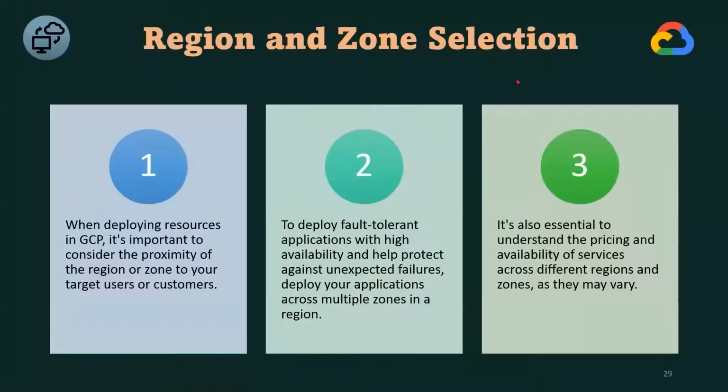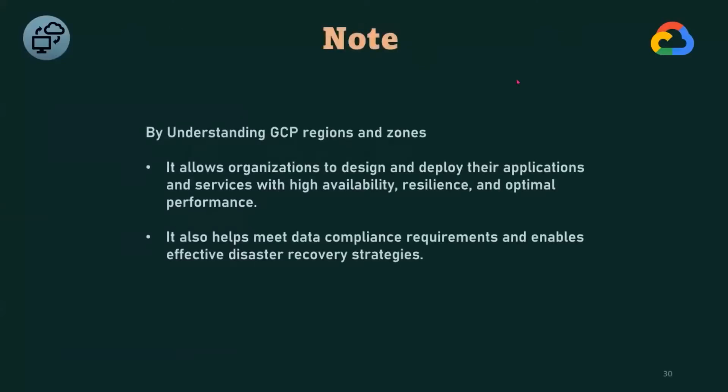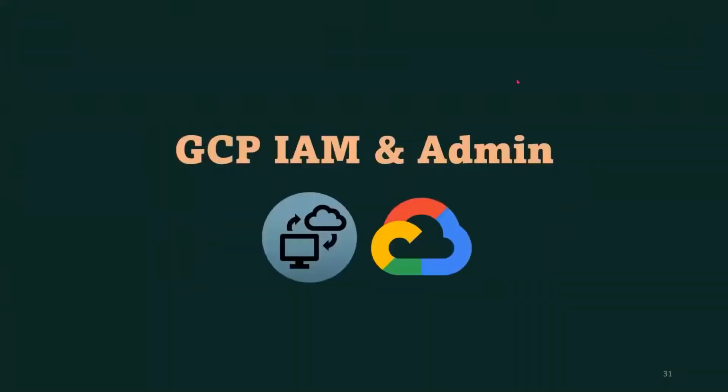the pricing and availability of the services whenever you want to deploy your application, because the service cost from one zone to another zone will be different, and resources available in one zone may not be available in another zone. So that is what we have seen, and we understood that it is very important for us to design and deploy applications and services with high availability, optimal performance, minimal latency, and resilience.